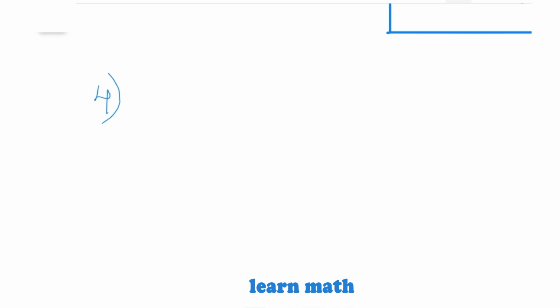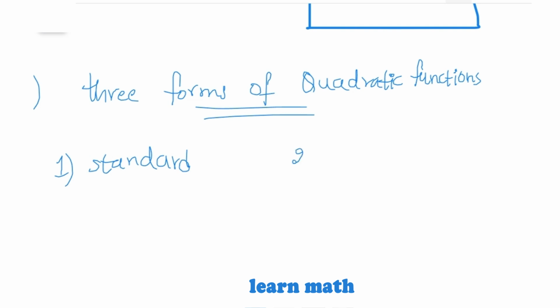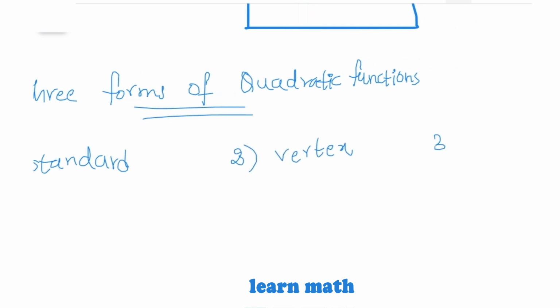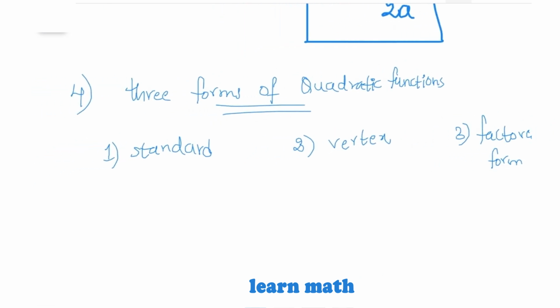So, converting one form to another. There are 3 forms for a quadratic function, just like the 3 forms for lines. Can you guess the first one? Standard. Second one, vertex. And factored. But factored form is not going to be on the test because that's topic 8. But remember that, fine?